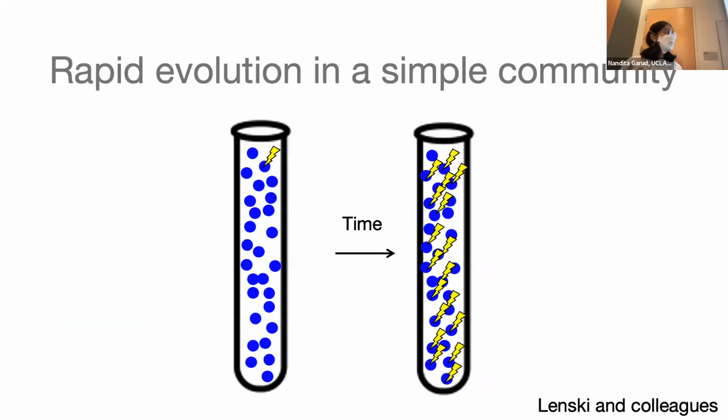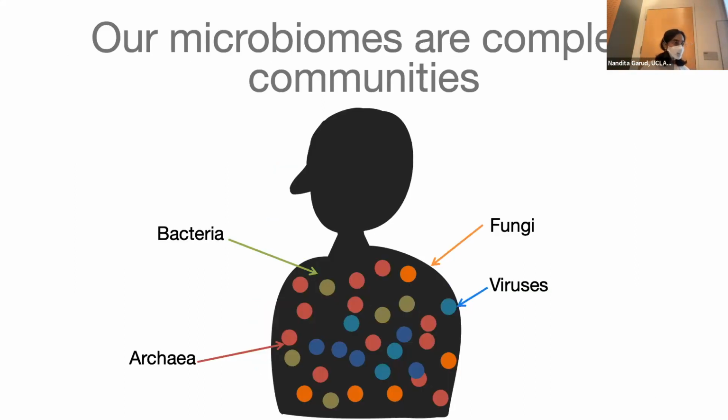Well, let's start thinking about what we know about evolution from the test tube. Microbes have been studied for decades, and we have lots of insights about how they evolve in the lab. For example, Lenski and colleagues showed that E. coli grown in a test tube can evolve repeatedly and rapidly on short timescales. But this is a community composed of one species. What happens when you go to a community composed of hundreds of species? Are you going to see the same rapid evolution?